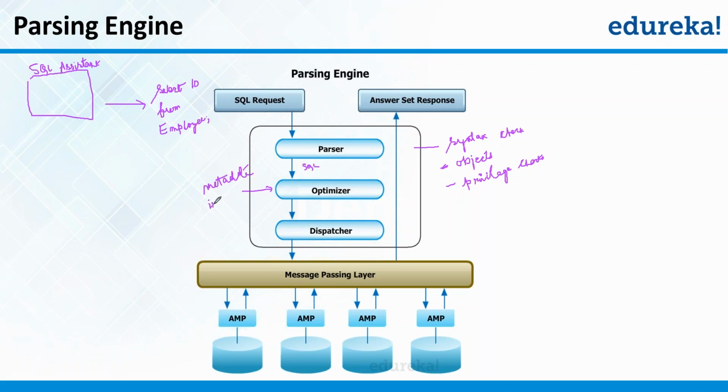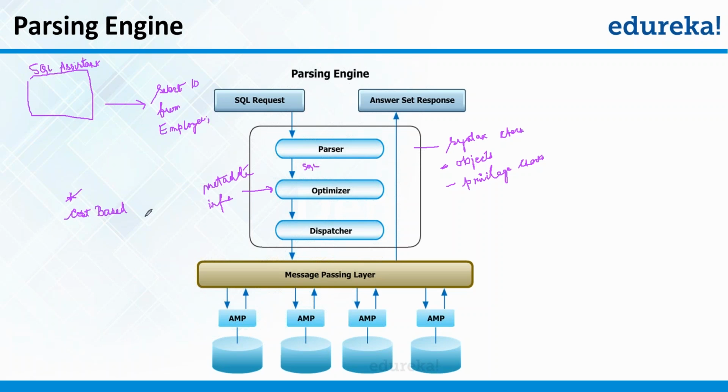Now, what is the work of the optimizer? What is the input to the optimizer? One is the SQL token from the parser, and another is metadata information from the system. Based on these inputs, the optimizer will come up with different plans of how it is going to access the data.